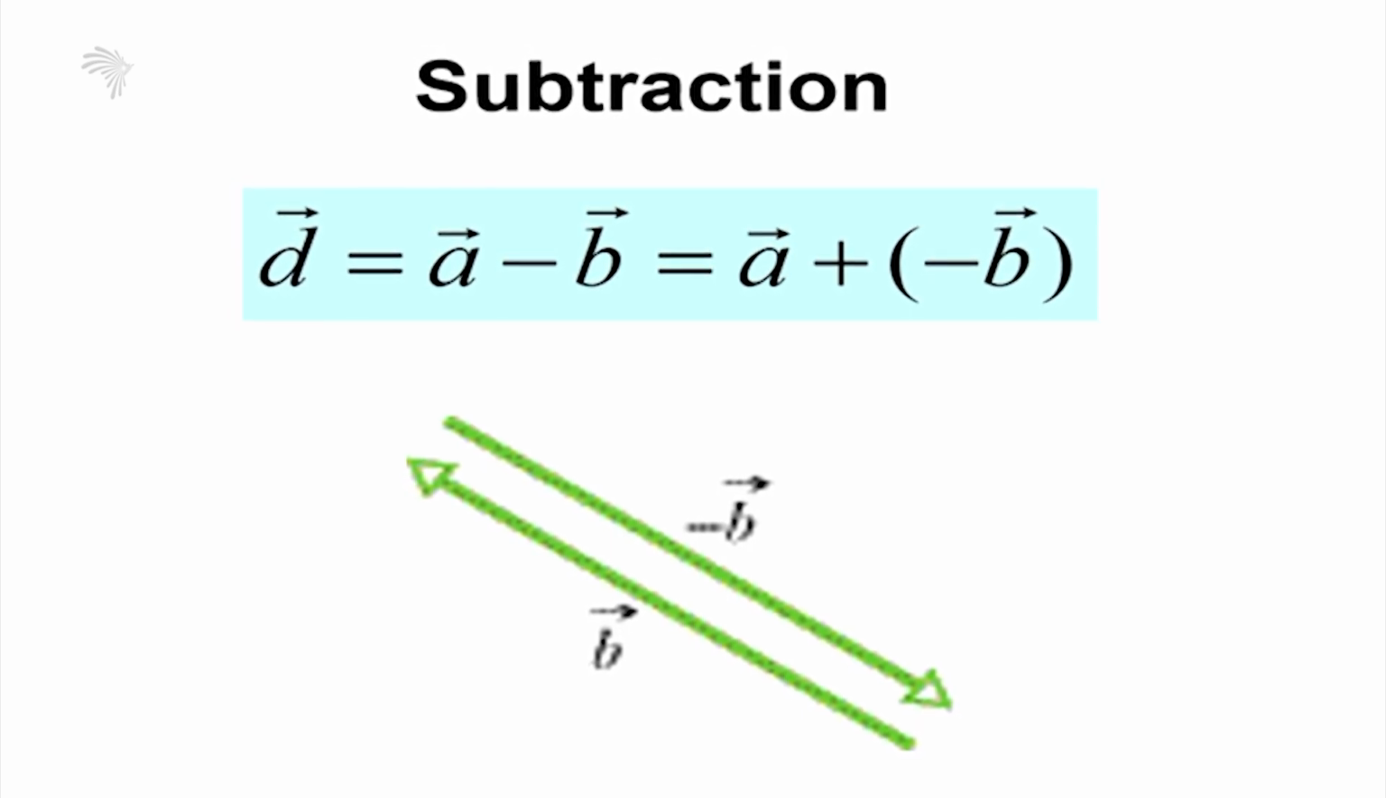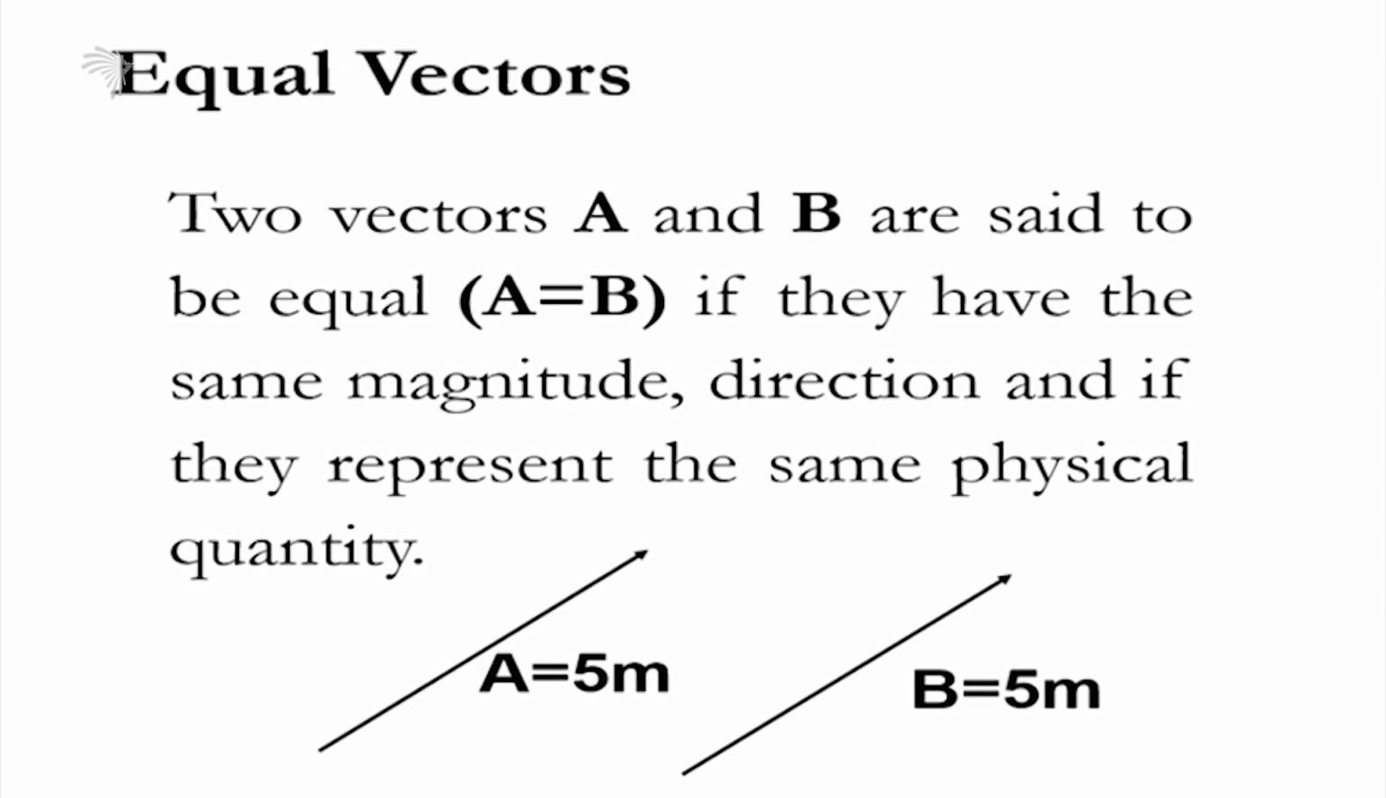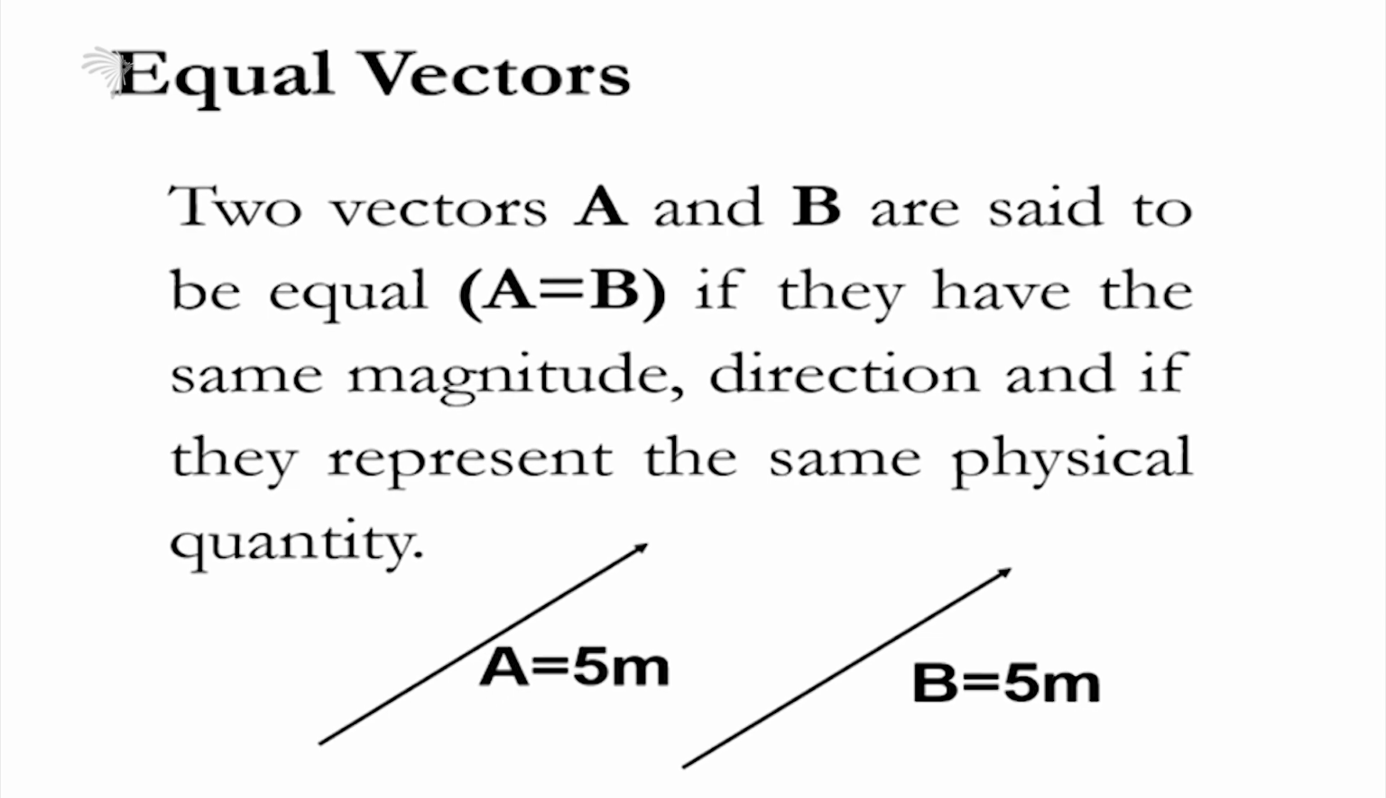Now let's look at different types of vectors. The first one is equal vectors. Two vectors A and B are said to be equal if they have the same magnitude, direction, and if they represent the same physical quantity.